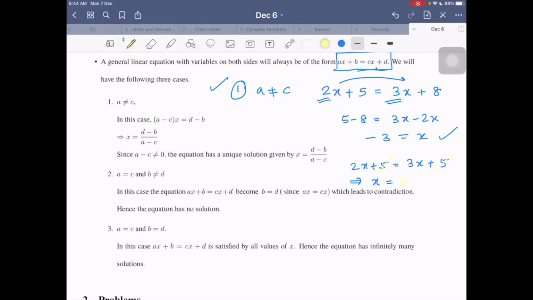It is still a unique solution. And the solution is nothing but 0, but it is what we call a unique solution. There is just a single value of x that will satisfy the given equation. So this part is clear. So far, so good. The first case is clear.